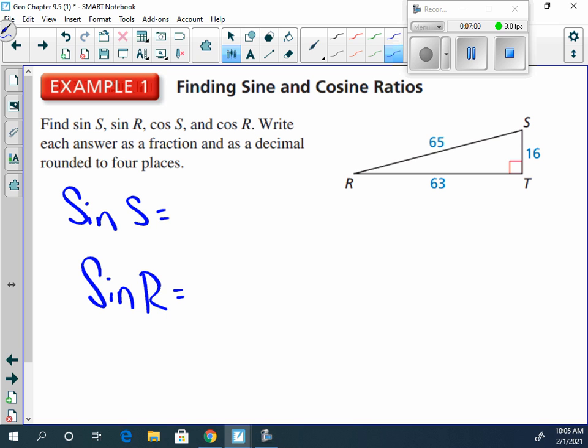So we'll start off with sine of S and sine of R first. Now, sine of S, well, sine is what over what? What goes on top? Opposite over hypotenuse. So I'm looking at S, so we're looking at this angle up here at the top, yes? So what is the opposite side length to angle S? Which would be what? 63, because that's the side farthest away from angle S, yes? Farthest away, it's opposite. Now, what would the hypotenuse be?